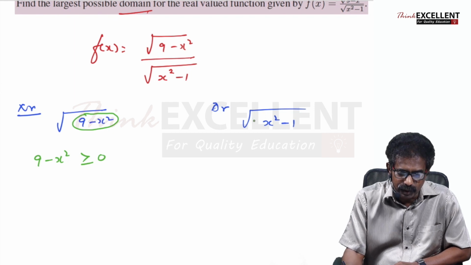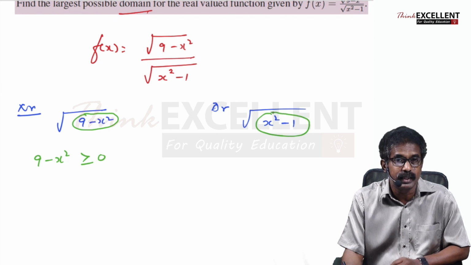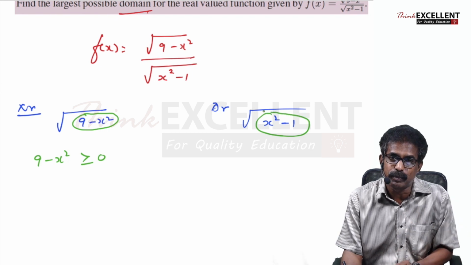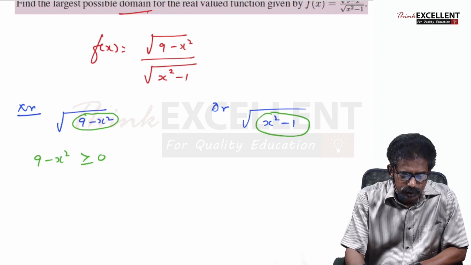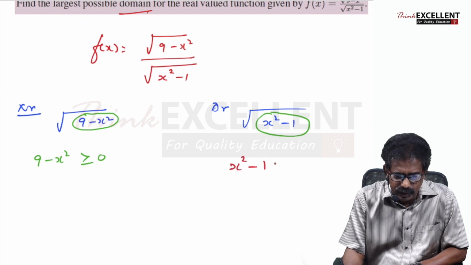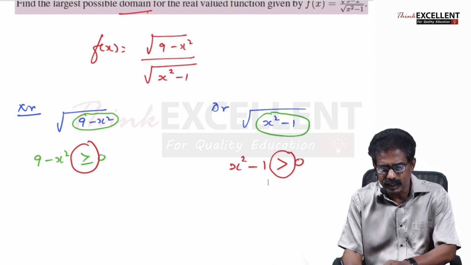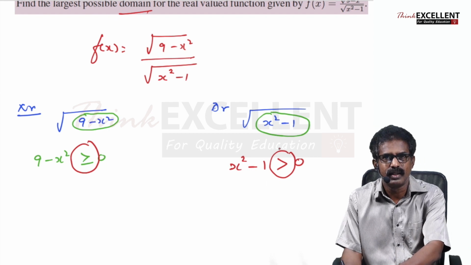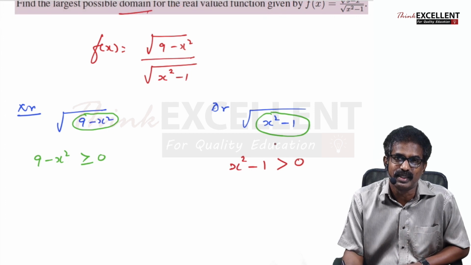For the other one, the denominator, what is inside the root? X square minus 1. Please listen very carefully. One of the very important steps I am going to tell now. X square minus 1 is there, right? So what I am going to write here, it must be positive: x square minus 1 greater than 0. Here I have written greater than or equal to, here I am writing only greater. In both cases, root is there. Can you tell me why it is that? If you are able to say, you understood everything properly.